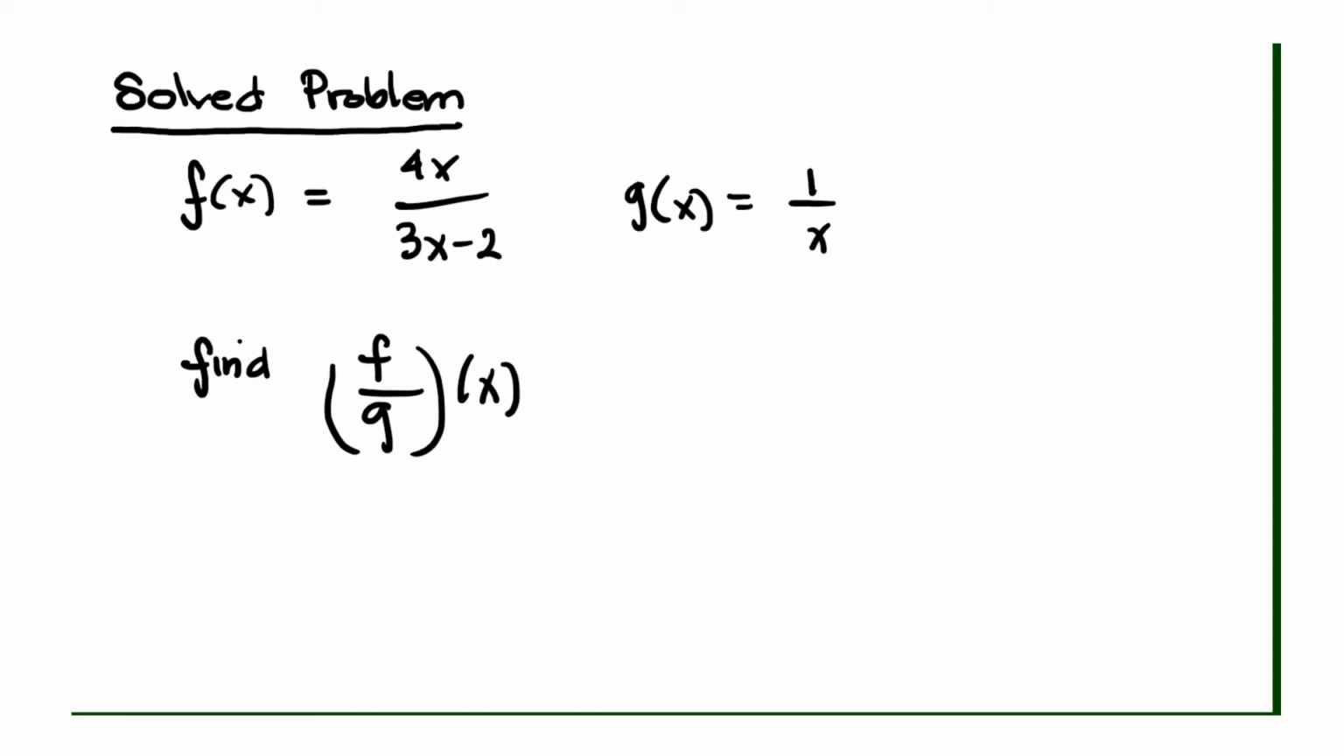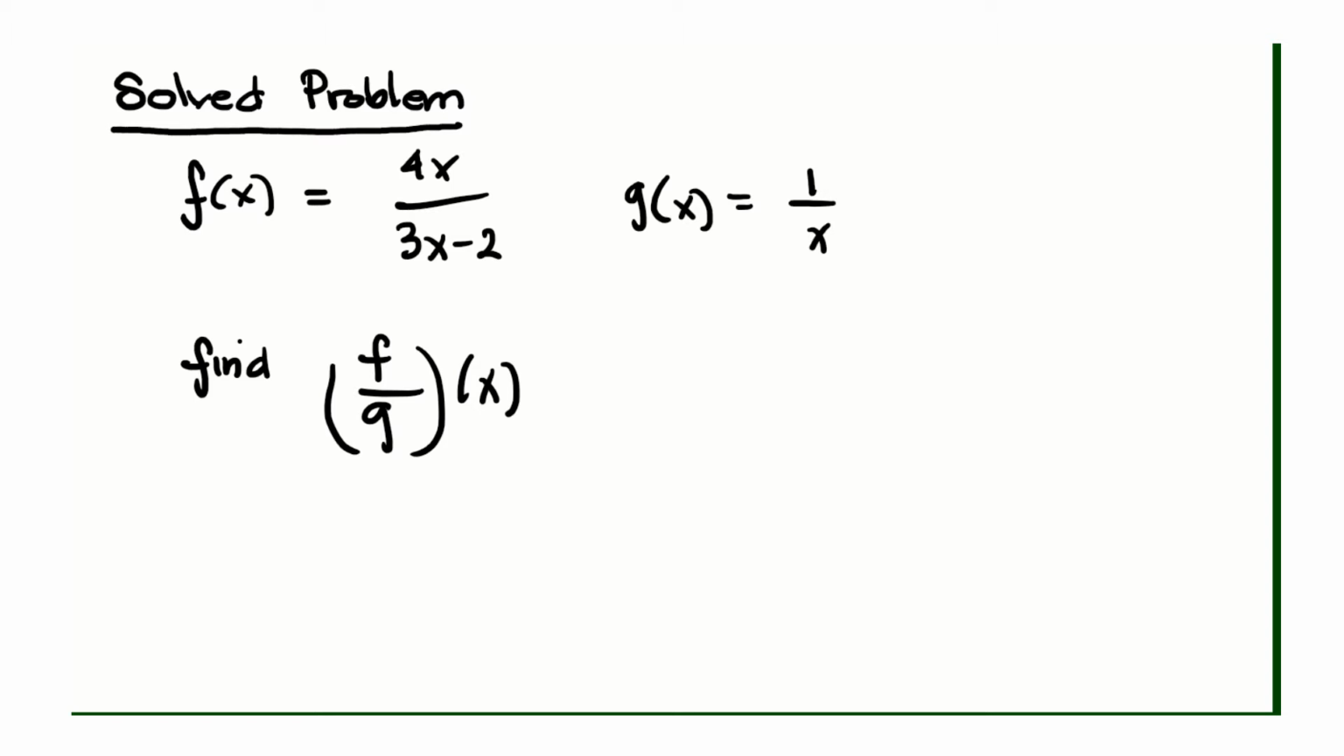Hi, in this lesson I'm going to show you a solved problem on operations on functions, particularly the division of functions. Suppose that we have the following functions: f of x equals 4x over 3x minus 2 and g of x is equal to 1 over x. Find f over g of x.